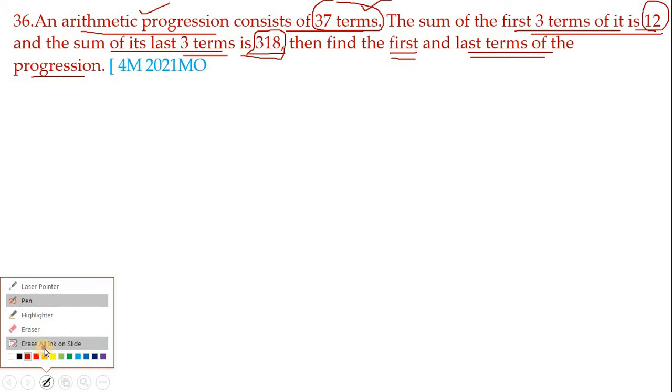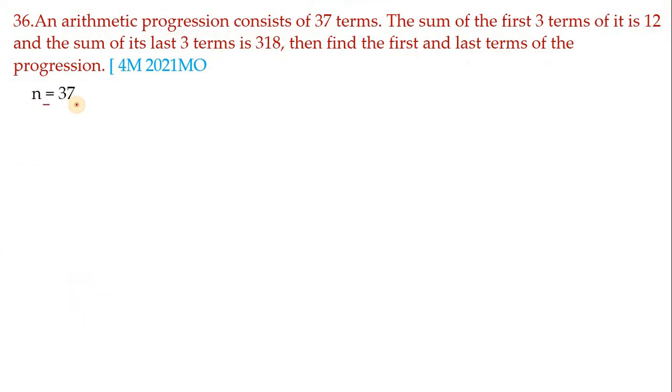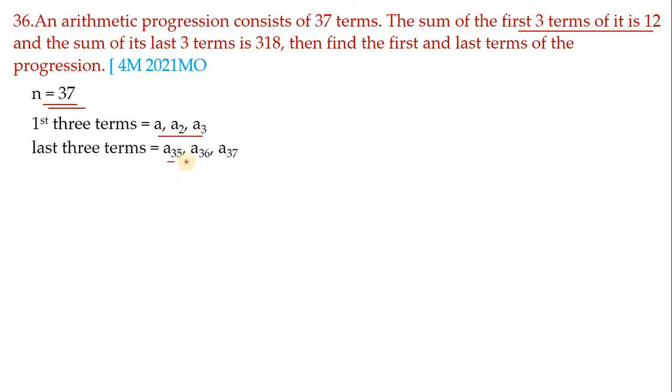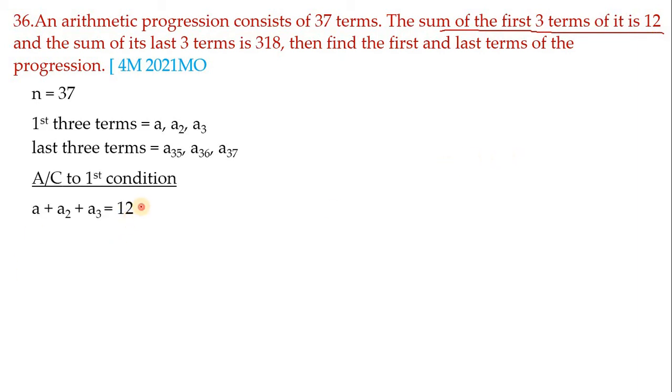So for that, n is equal to 37. There are 37 terms in this arithmetic progression. The first 3 terms we can take as A1, A2 and A3, and the last 3 terms A35, A36 and A37. Now according to the first condition, the sum of the first 3 terms is 12. So I am adding all the first 3 terms, and the sum is 12. A we write as it is, A2 is A plus D, and A3 is A plus 2D, which equals 12.